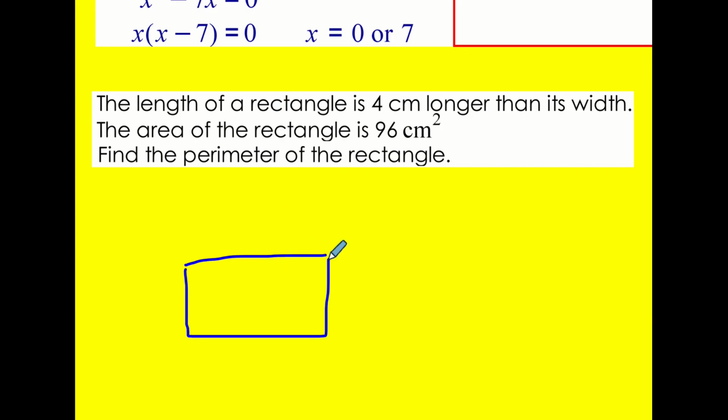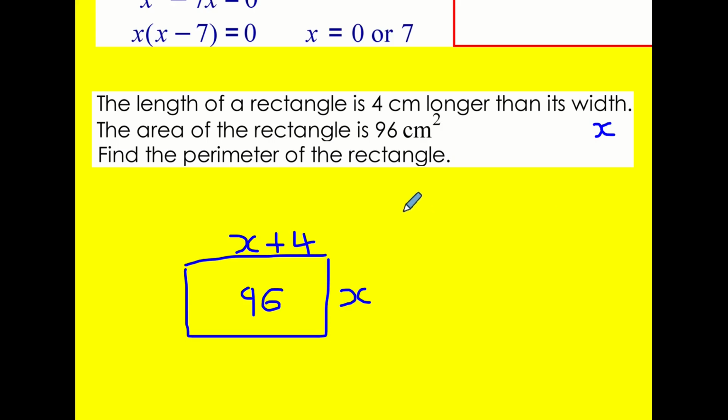So I'm going to call this one the length and this one the width. So the width, I don't know what it is. Maybe I give it a symbol. Maybe I call it x. No, I'll call this one the width. And the length is 4 centimeters longer, so it's going to be whatever x is, and then you actually add on 4. And the area of this rectangle is 96.